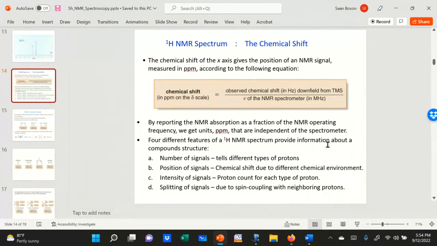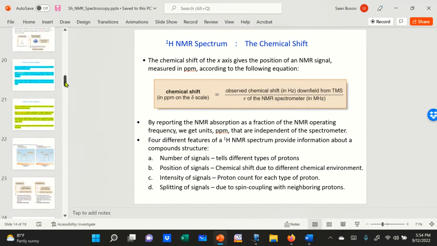Chemical shift, as we had shown, values range from 0 to 10. The scale is ppm. That is a ratio of how far an observed chemical shift, or observed signal, is downfield compared to TMS, divided by the frequency of the operating machine, times a million. That gives you ppm, meaning parts per million. So these are the 4 different aspects.